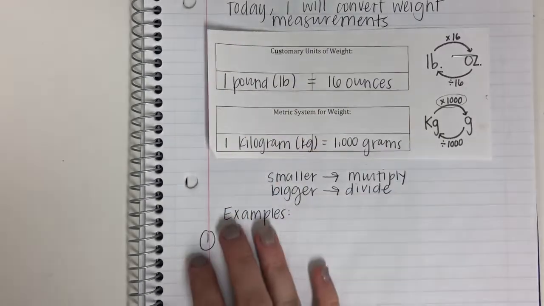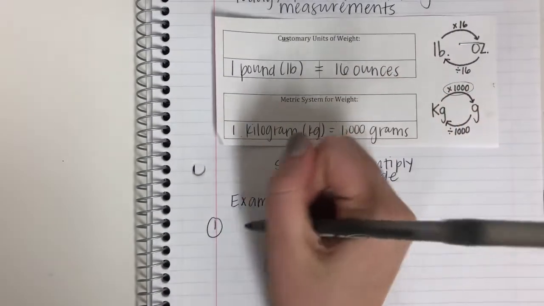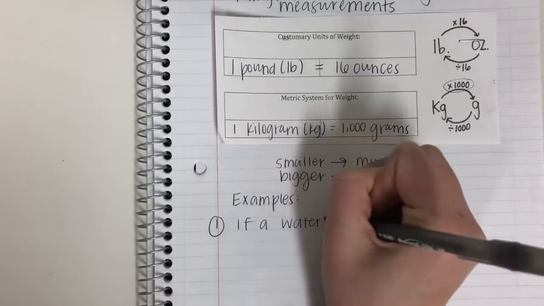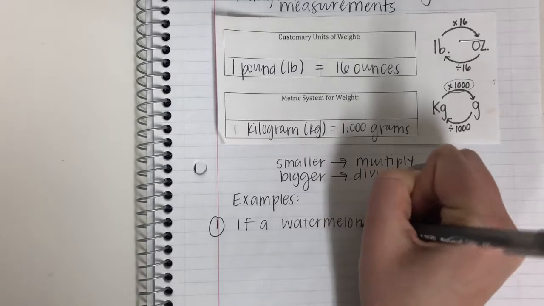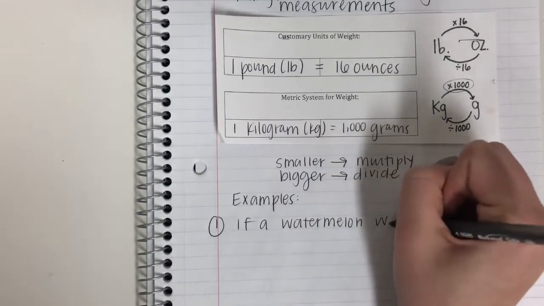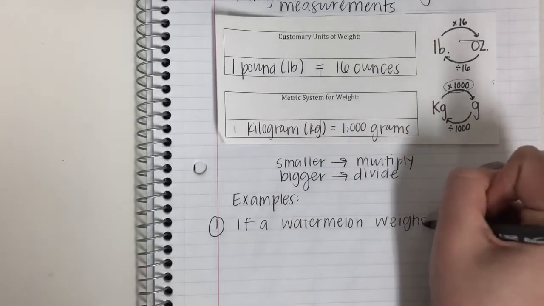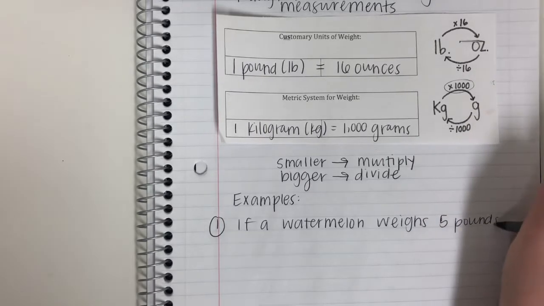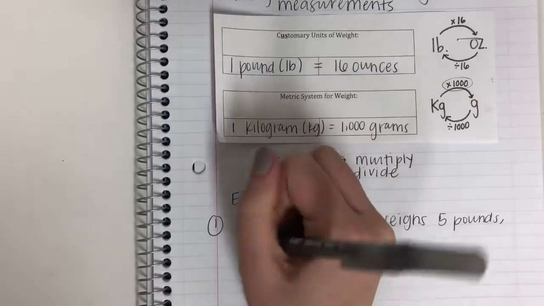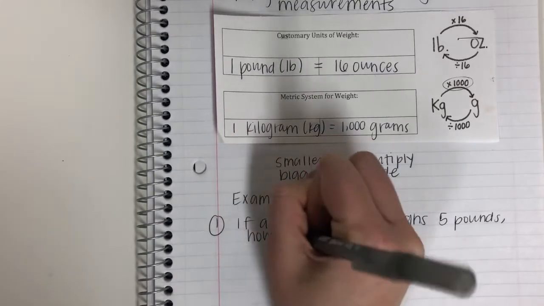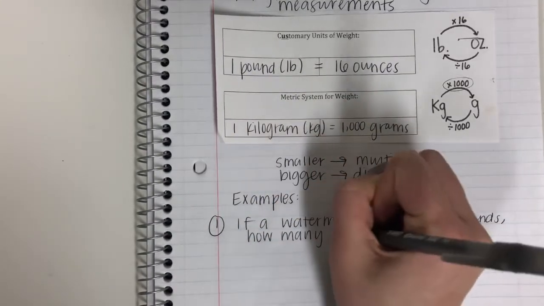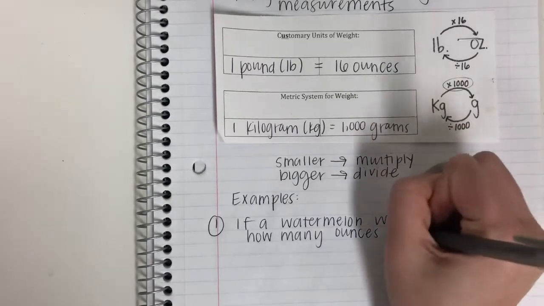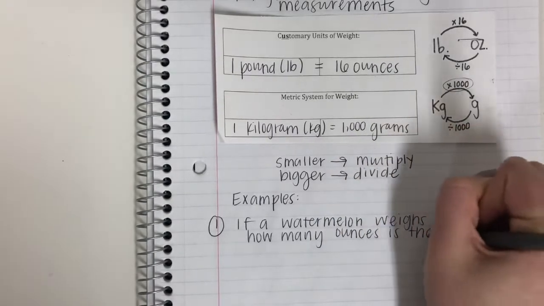Number 1, if a watermelon weighs 5 pounds, how many ounces is that?